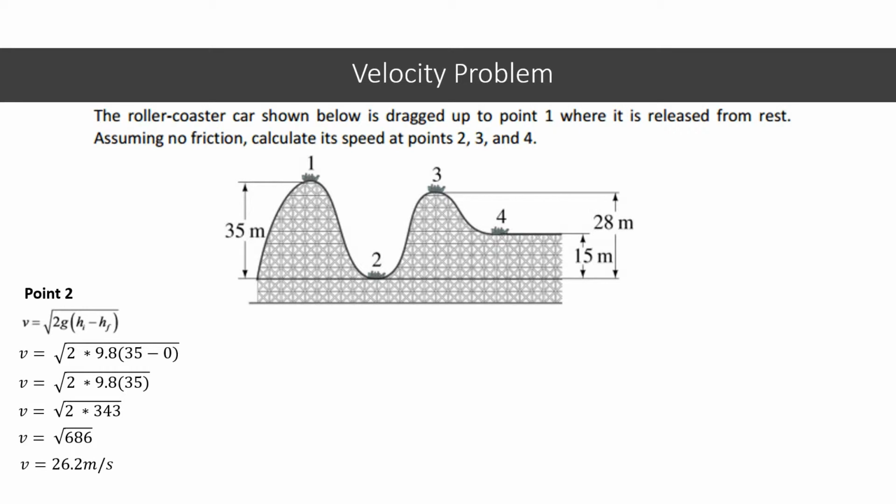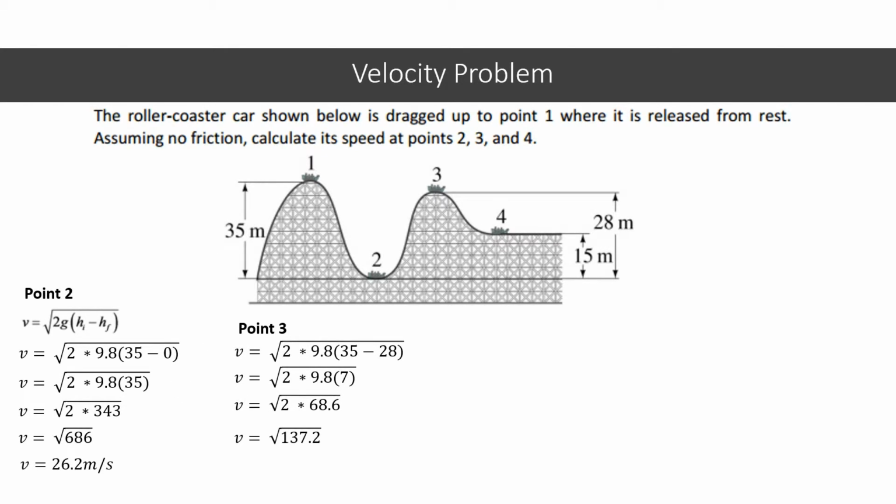But now, I'm going up to 28. Keep in mind, my initial height was 35, so now this equation is a little more interesting. I have 35 minus 28 inside the height differential. So 2 times 9.8 times 35 minus 28. I do my parentheses first. That gives me 7. 7 times 9.8 times 2 is 137.2. You square root that, and you get 11.7 meters per second as the velocity at point 3.